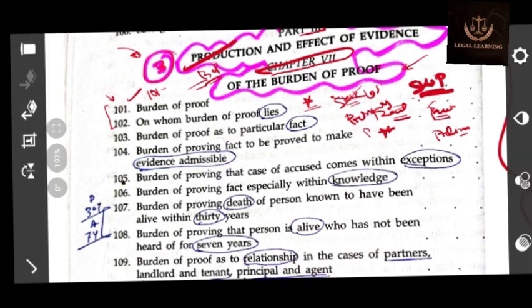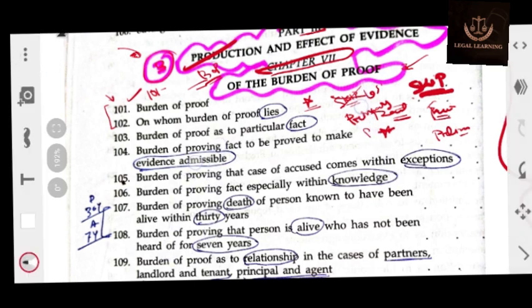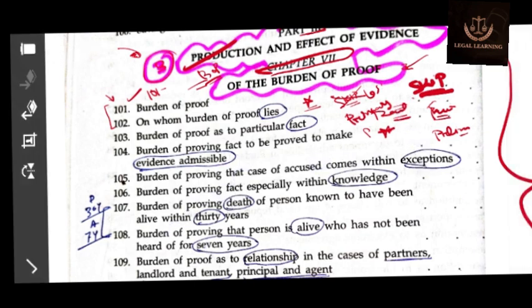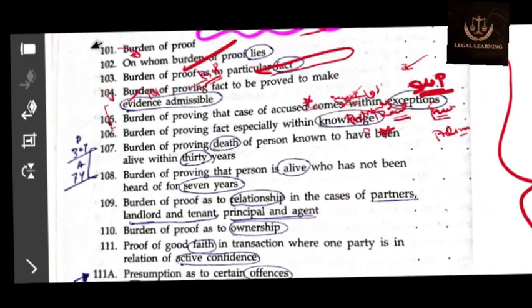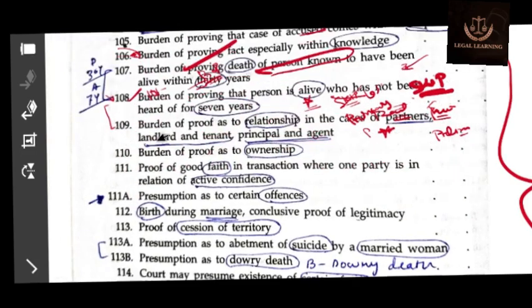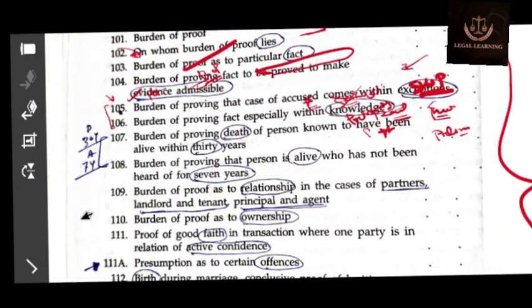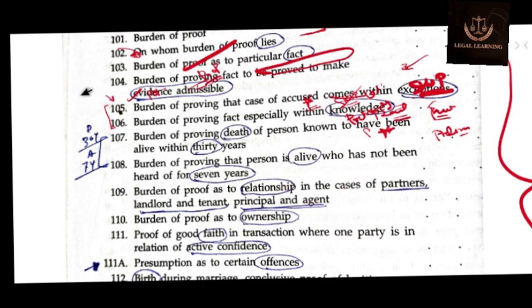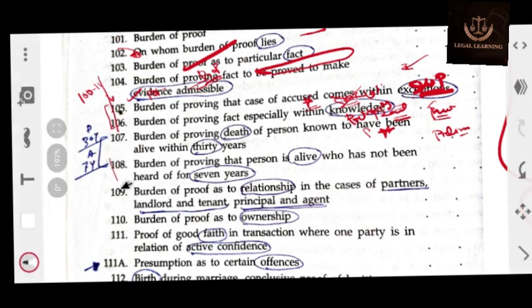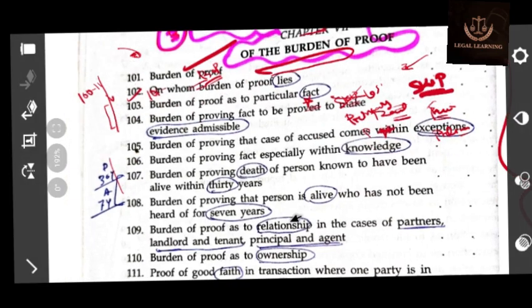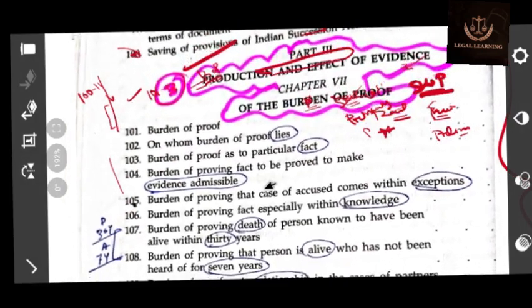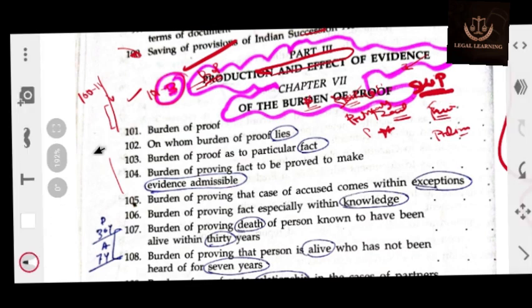101 to 114A. Done. 101 to 114A. So now I'm writing 101 to 114A, where it is. 101, 114A. This is the range.